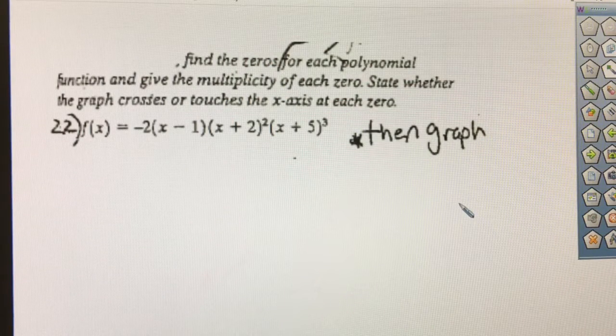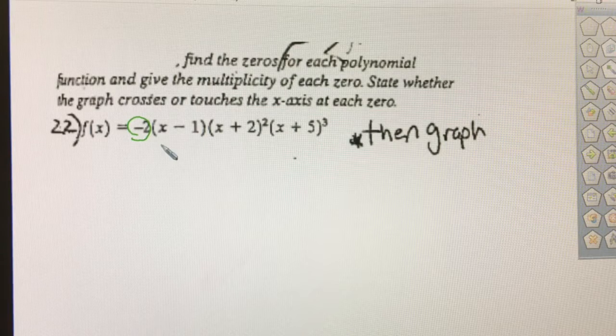Find the zeros of this polynomial, then graph. The zeros have nothing to do with this leading coefficient, but one of the zeros is going to be at x equals 1. One of the zeros is going to be at x equals -2. But notice that's an even exponent, so that's going to touch and turn at x equals -2. At x equals -5, there's a go through because that's odd.